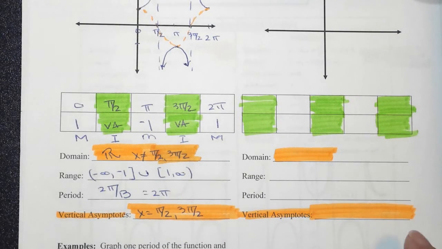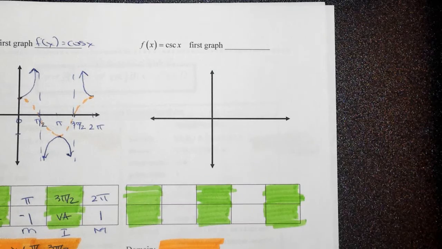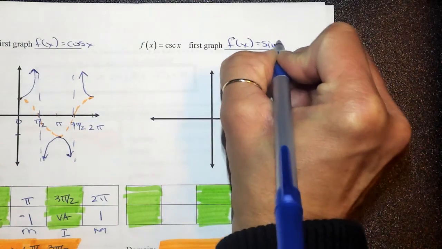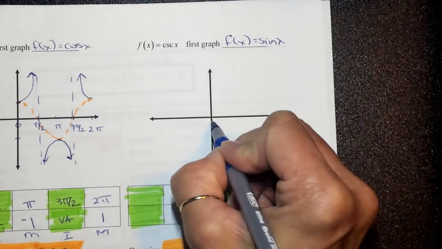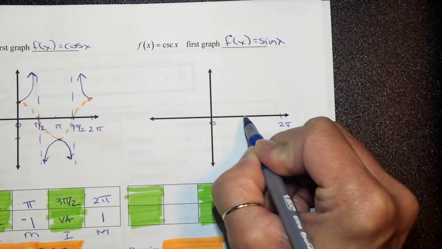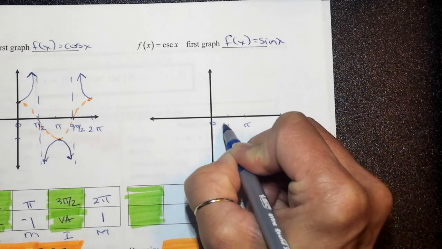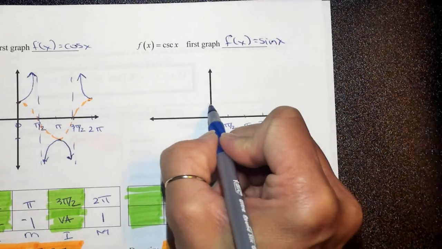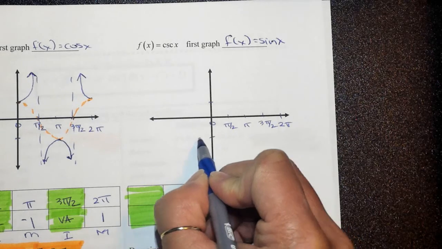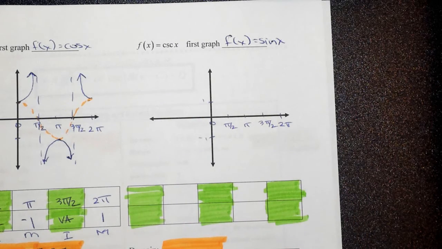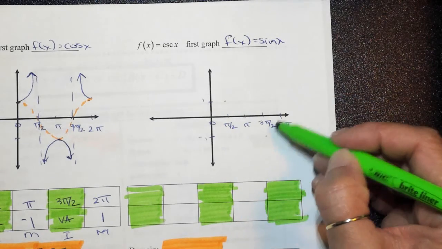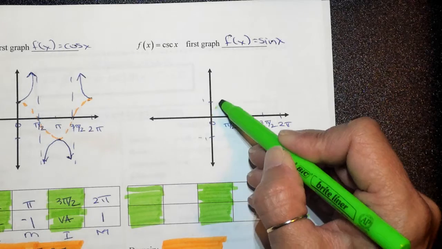Let's move over to our cosecant graph. So for the cosecant graph, what we want to do is graph the sine of x first. Okay, so again we'll go from 0 to 2 pi. We've got pi in the middle, pi over 2 here, and 3 pi over 2 here. For the sine, we have an amplitude or an a value of 1. So we will sketch very lightly our sine curve, just so that I can use it as my guide.